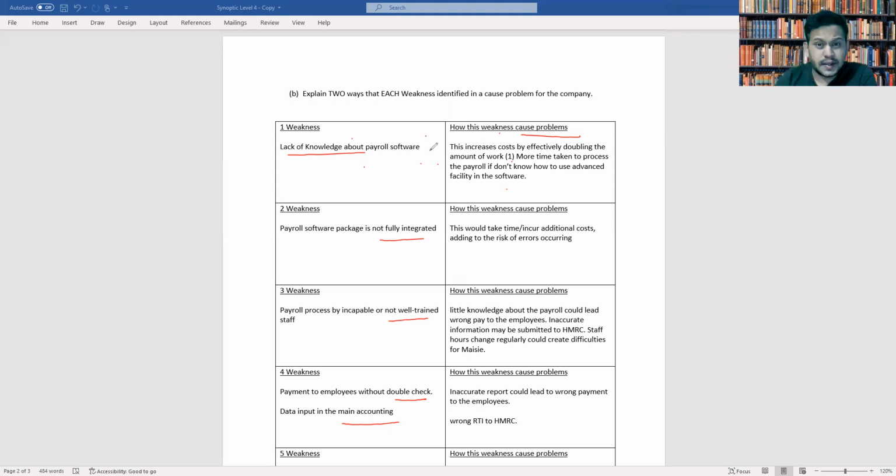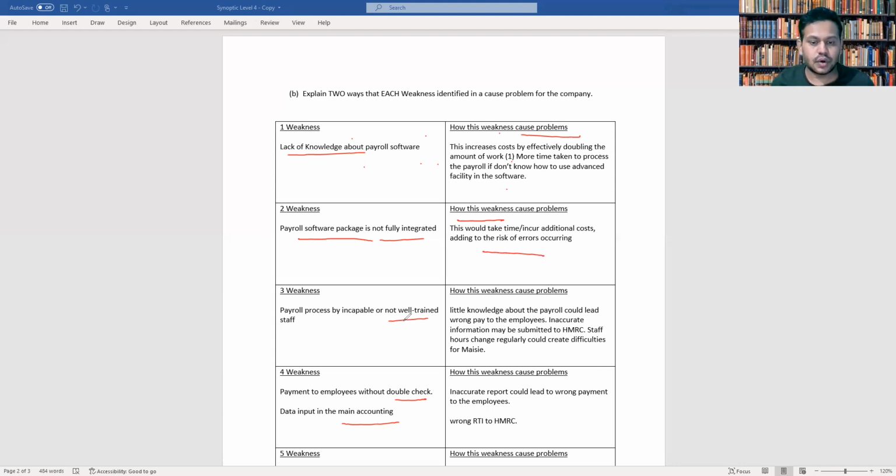So this could happen. And also, you can write that. And of course, we have more time taken to process the payroll. So obviously, if the person doesn't know the payroll very efficiently, it will take more time to process it. Then, for example, if the weakness is that it is not integrated, it will take more time.